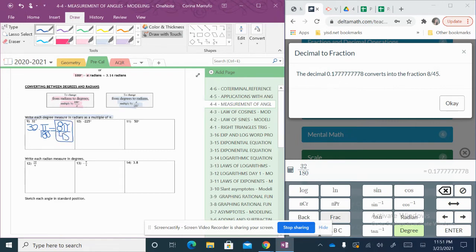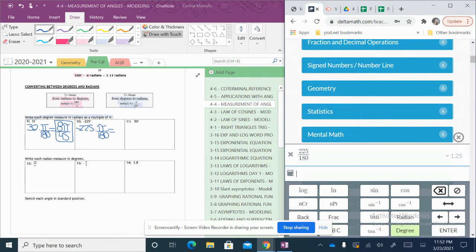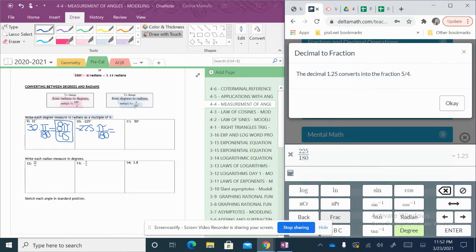All right, the next one, we have negative 225. In order for us to change it to radians, we want it in terms of pi, so the pi goes on top and the 180 goes on bottom. Then I'm going to simplify the 225 over 180. So I'm going to do 225 divided by 180. That gives me 1.25. So 1.25 converts into the fraction 5 over 4. Remember it's negative, so negative 5 pi over 4.